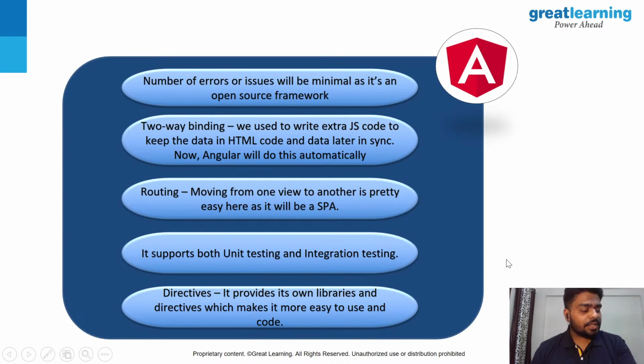Talking about advantages of AngularJS, you can already see lots of applications when I was talking about the features, right? The same thing is written here. The number of errors or issues will be minimal. It's two-way binding. I showed you one of the binding examples where I was using two curly brackets, right? That's what binding is. Routing means going from one page to another web page. It is very easy for you when you're working with SPA, that is single page application, right? So routing is very important.